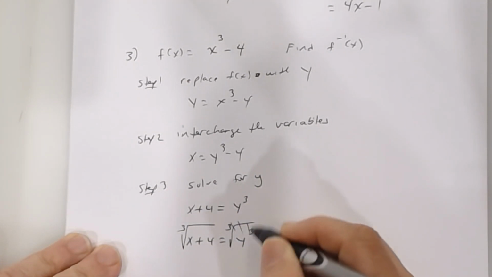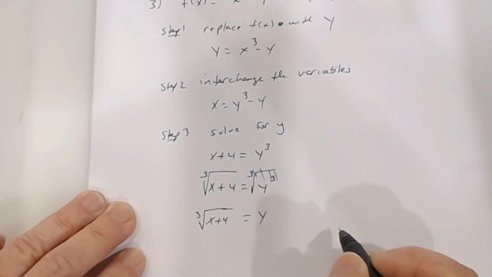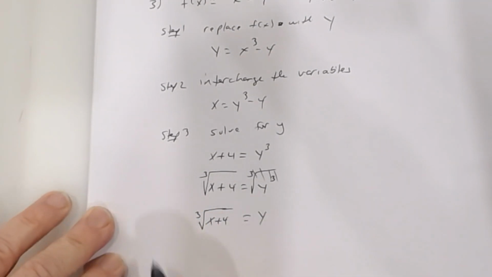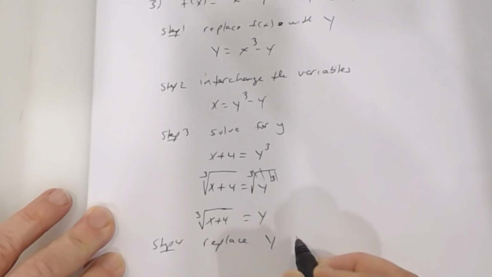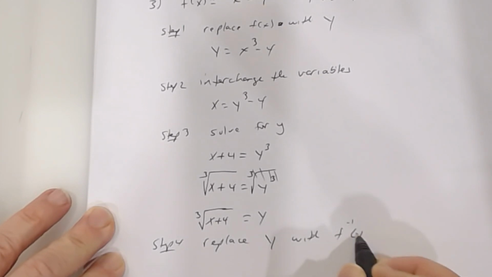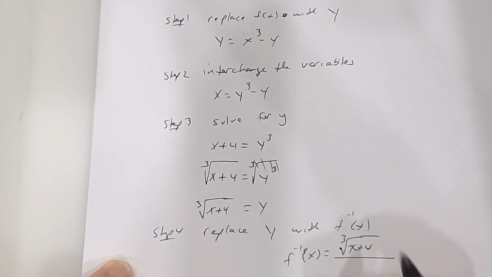So the cube and the cube root undo each other. So I get y equals the cube root of x plus 4, and that is your inverse. So step 4 is now where you're going to replace y with f inverse of x. So that's your inverse. So f inverse of x equals blank. What goes in the blank? Cube root of x plus 4.